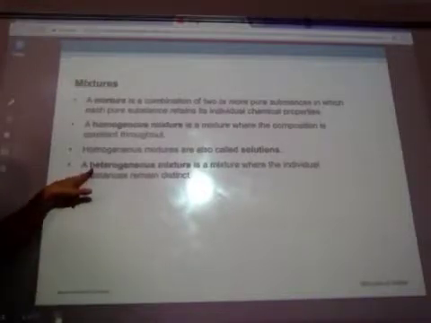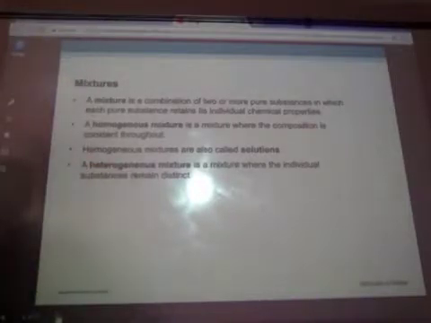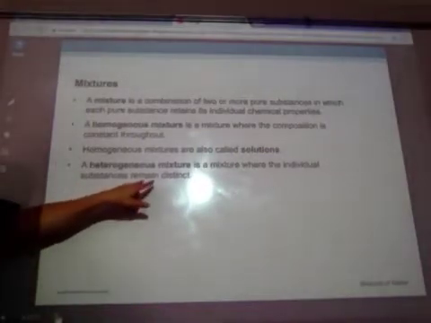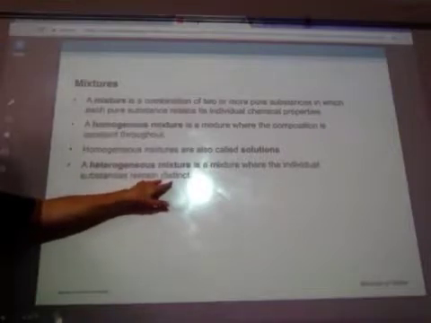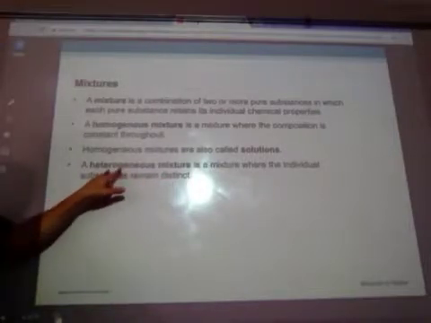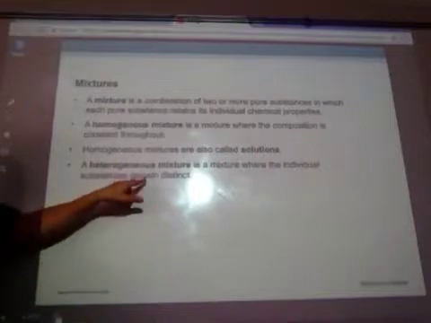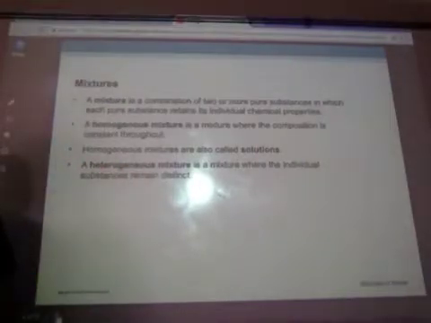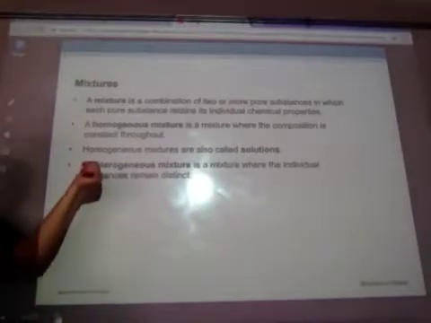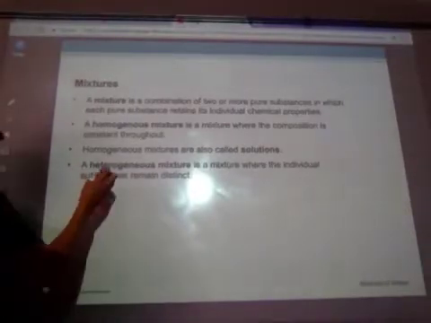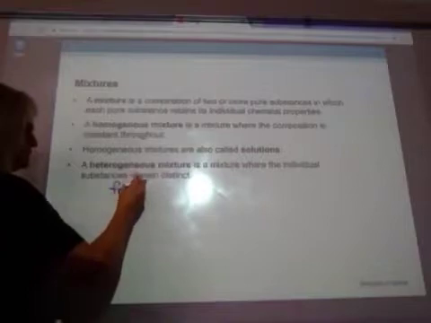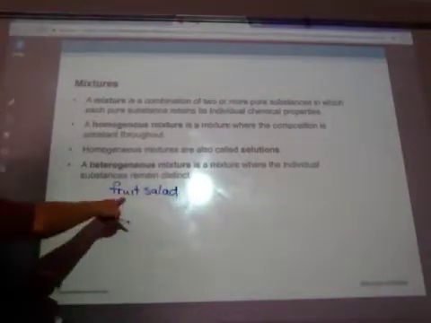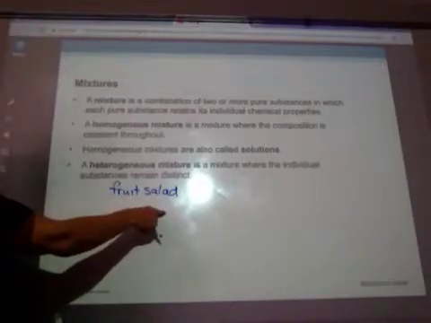Hetero means different. So in a heterogeneous mixture, the individual substances remain distinct. I can actually see it. In a heterogeneous mixture, they're going to keep their same properties. However, I'm going to see it. An example of heterogeneous would be a fruit salad. Like I said, oranges, apples, I see each part.